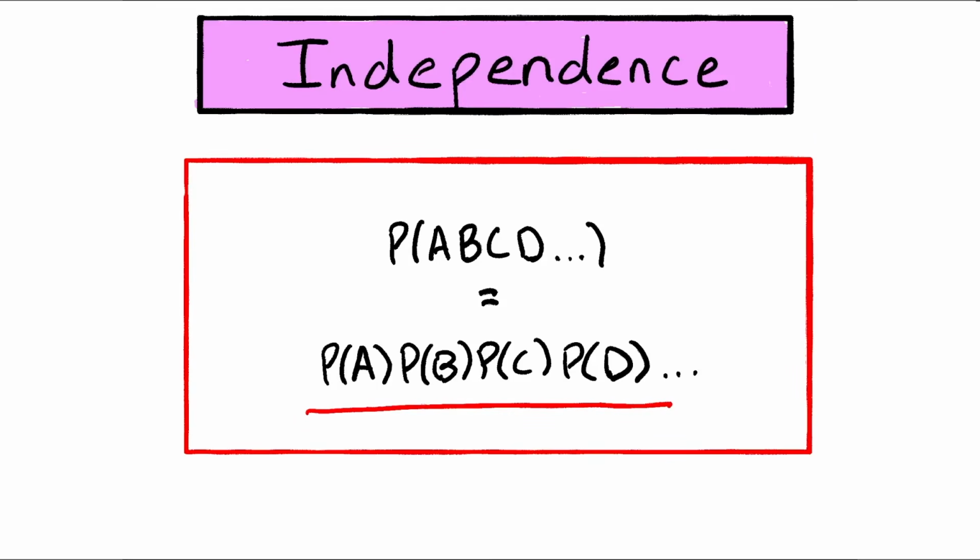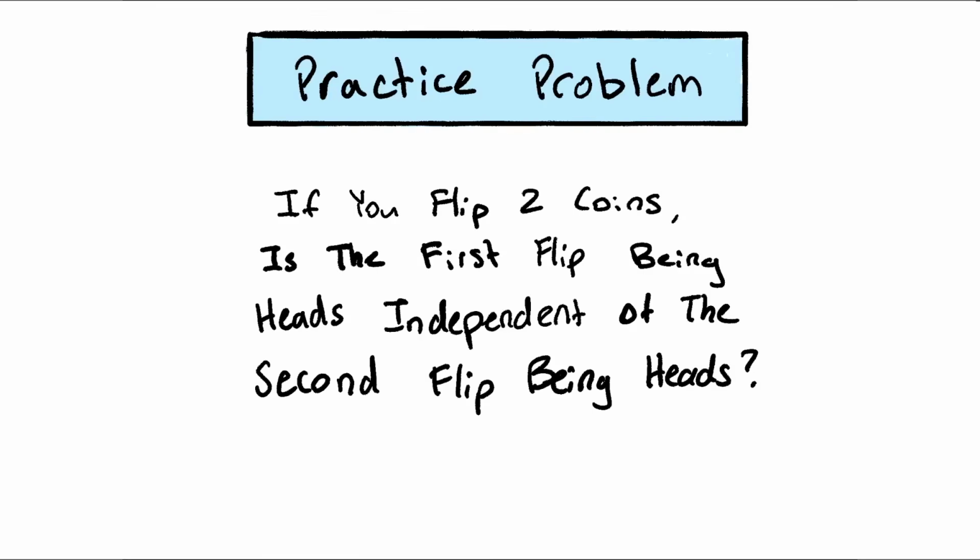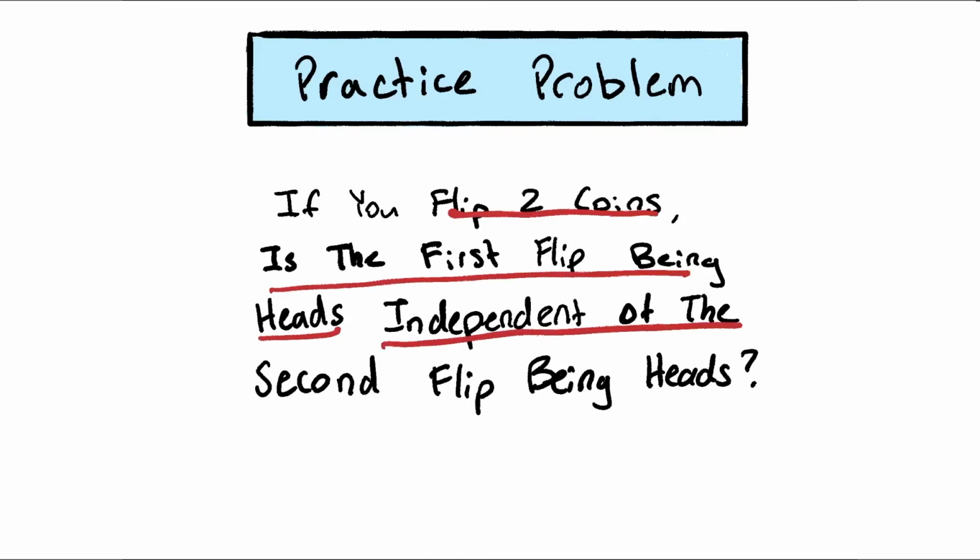Now, a common question you might get asked is to check whether events are independent. So let's take a look. Here's our practice problem. If you flip 2 coins, is the first flip being heads independent of the second flip being heads? See if you can figure it out.